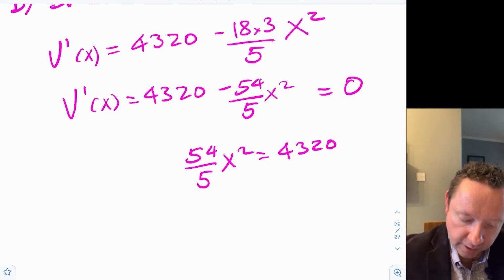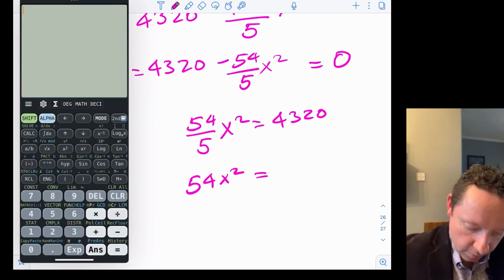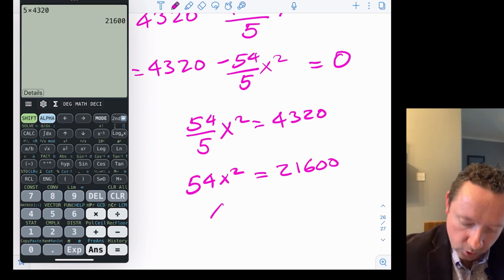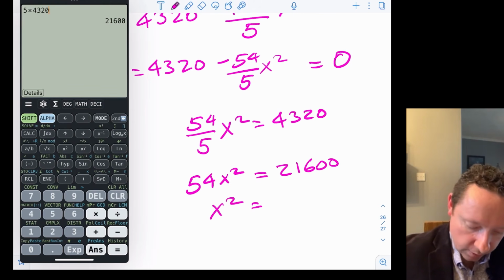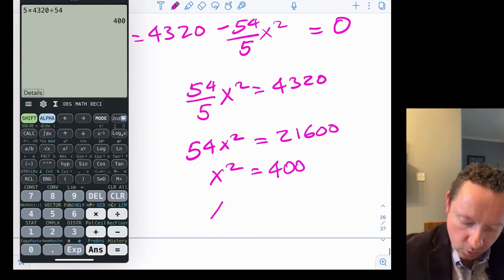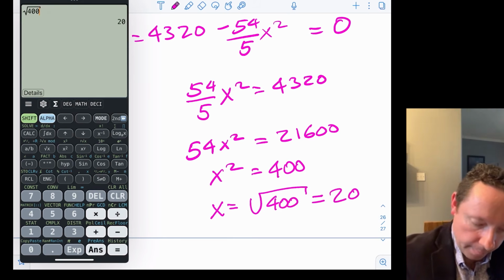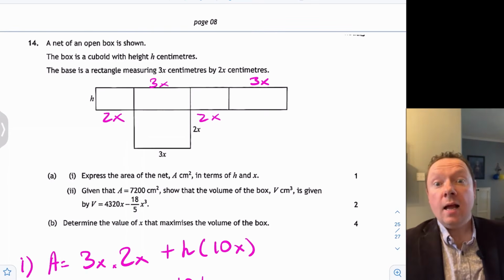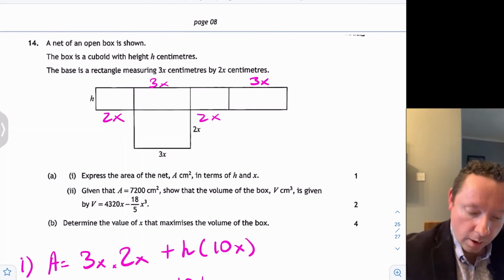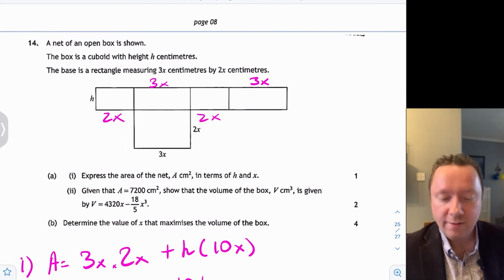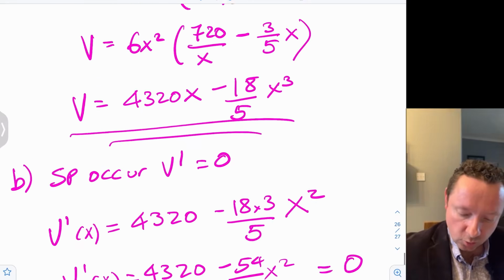So times them by 5 and dividing by 54, I'll do that. So actually 54x squared equals 5 times 4320, which is 21600. So x squared, divided by 54, is 400. So x is the square root of 400, which is equal to 20. Now just have a little note on this. It's actually equal to minus 20 as well, but you can't have a negative length, so it's only 20 the one we're picking. So it's just 20 we're looking at.